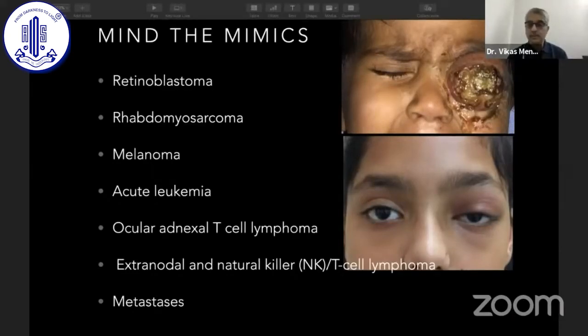Rhabdomyosarcoma cases are known to present rapidly, and sometimes they may mimic an orbital cellulitis. But if your orbital cellulitis kid is not responding well to IV antibiotics, then do consider an alternate diagnosis and consider biopsy without further delay. Sometimes necrotic melanomas of the choroid, we've also seen, present with symptoms similar to orbital cellulitis. When you image and when you look at the fundus, you see that the pathology lies elsewhere. Acute leukemia and acute T cell lymphomas have also been known to mimic orbital cellulitis, and very rarely metastasis.